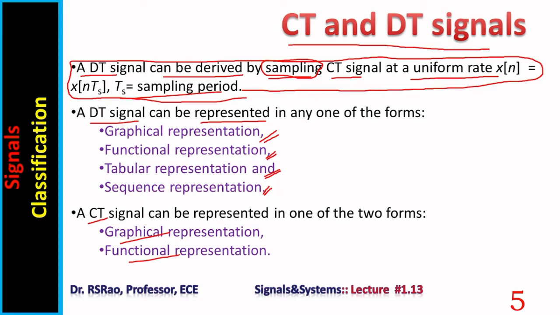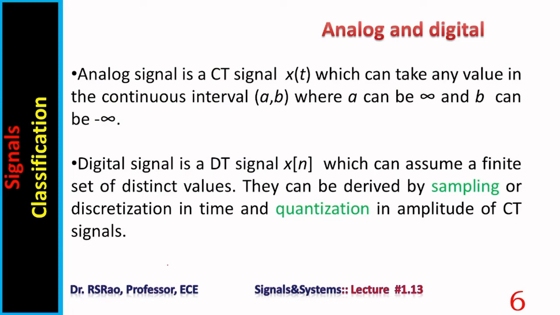Graphical means in the form of a picture. Functional means in the form of a mathematical or analytical expression. Another classification is into analog and digital signals. Analog signal is related to CT signal. Digital signal is related to DT signal.